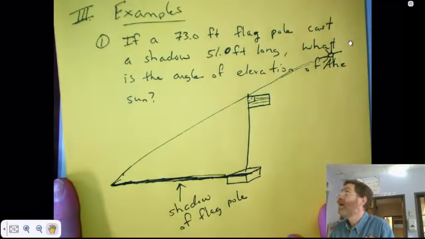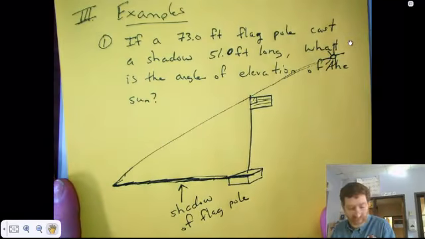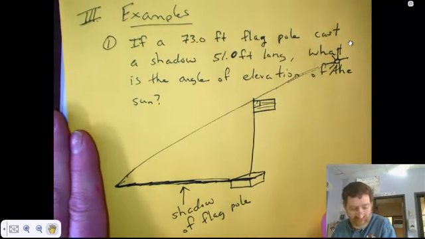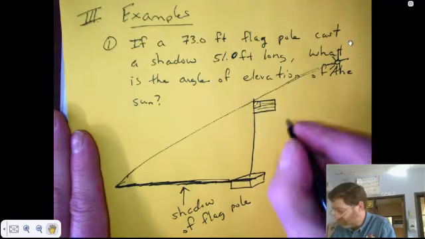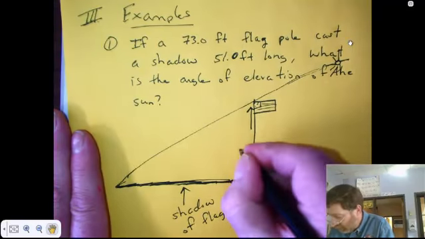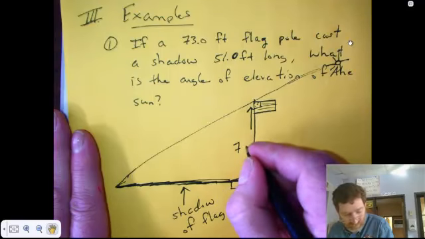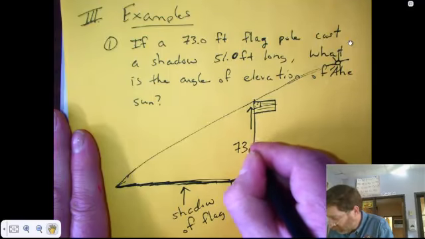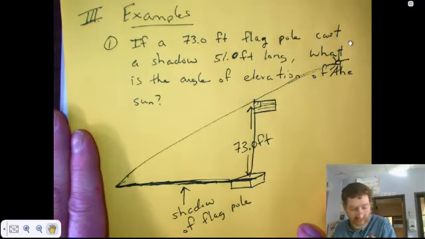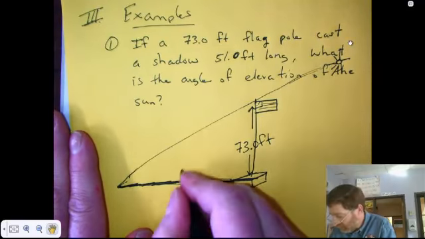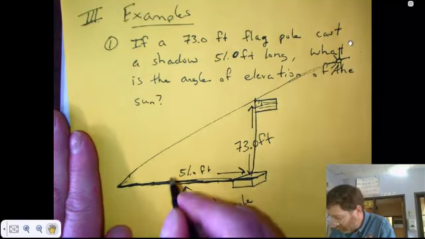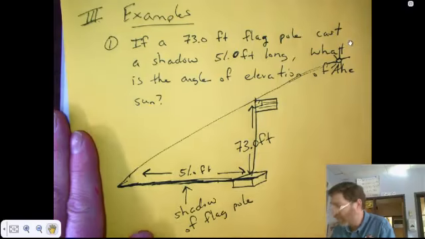All right. Now, what else do we know here? We know that the flagpole is how tall? 73. So from here to here is 73.0 feet. We also know that the shadow is 51.0 feet long, from here to here. What do I want to find?